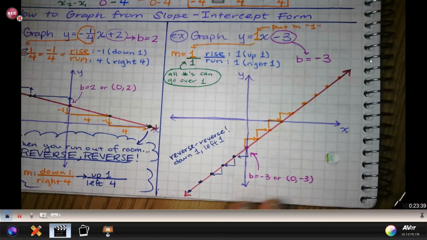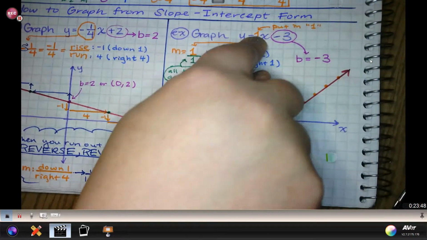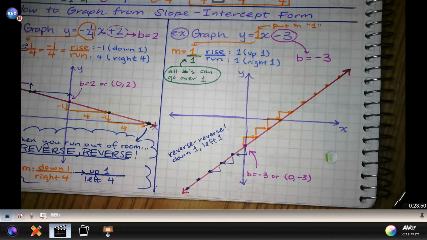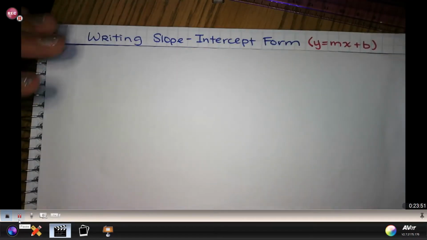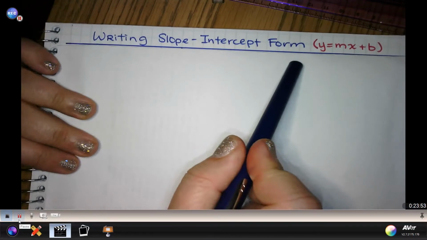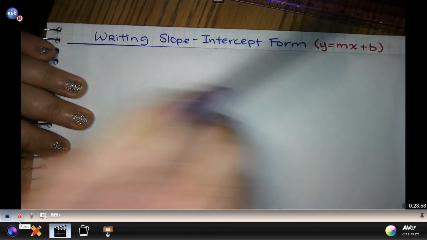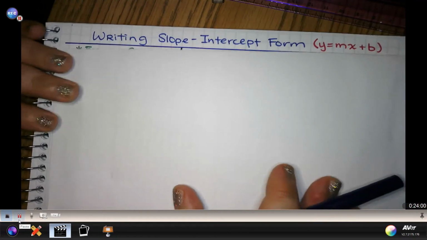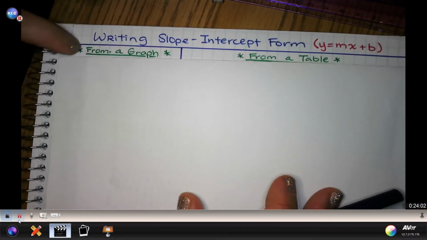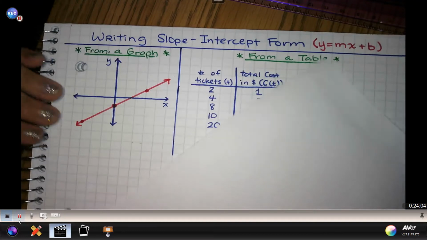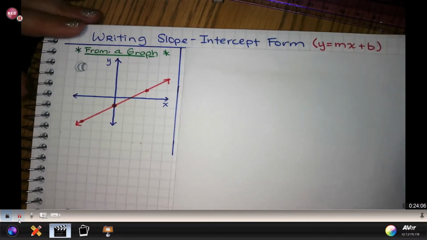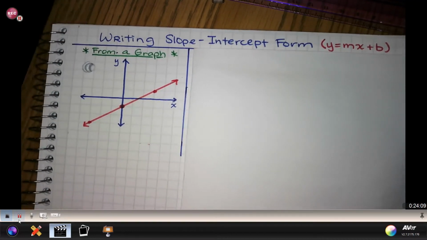Now what we want to do is use various representations for us to write y equals mx plus b, or slope-intercept form. Okay, so now we're going to be writing slope-intercept form, which again is y equals mx plus b. I just put it up here so that we wouldn't have to flip back and forth between the two pages. So we're going to do it from various forms. So you can see I have from a graph here and from a table here. So I'm going to just ignore from a table for a minute and focus on from a graph.